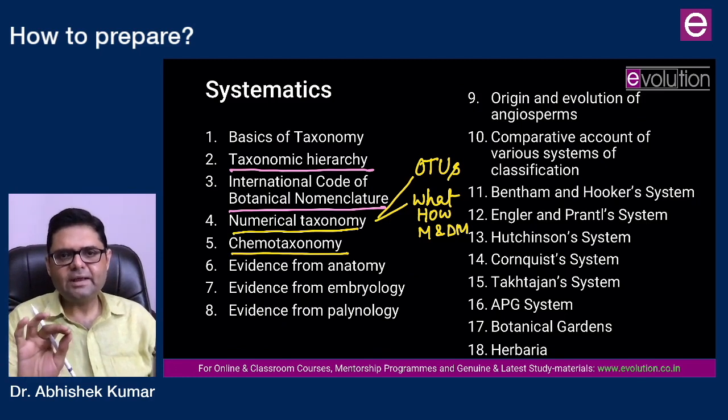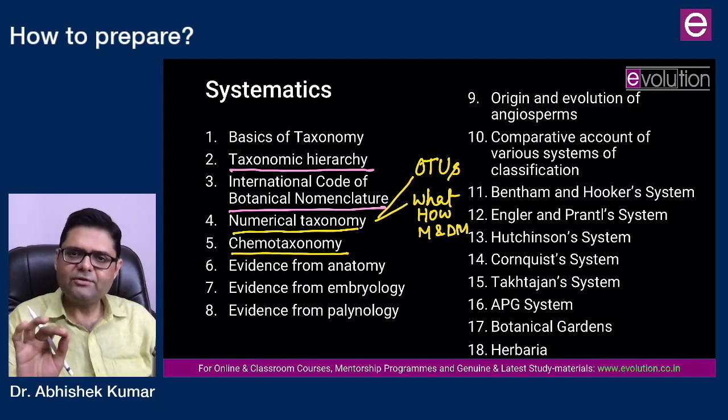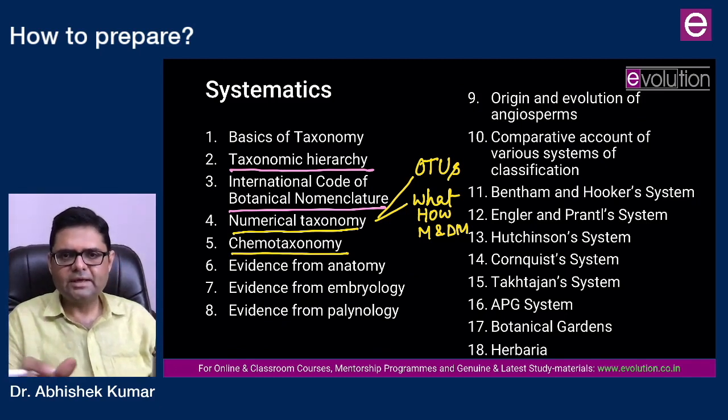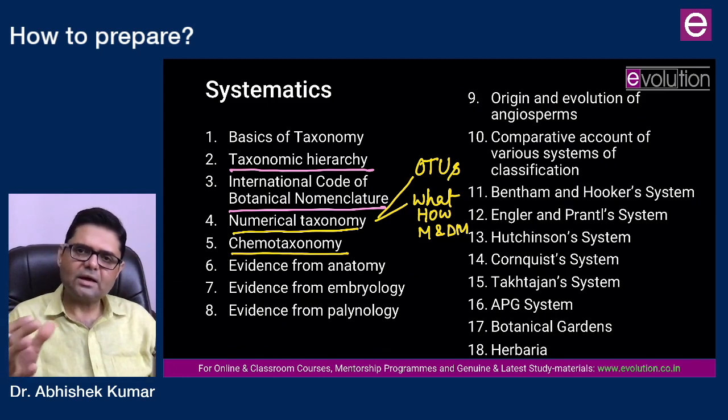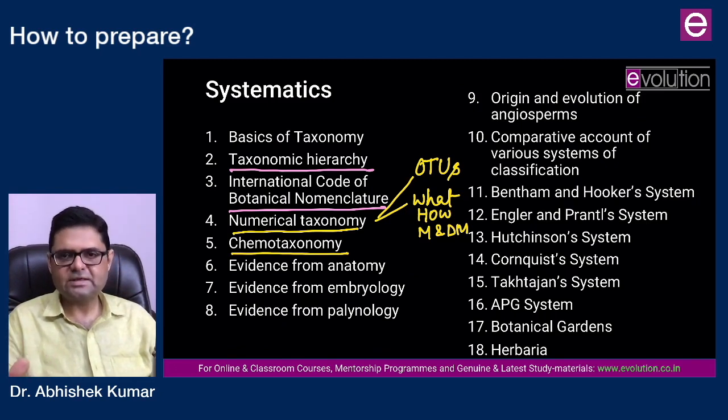Evidences from anatomy, evidences from embryology, and evidences from palynology. These evidences should be done well. It is fairly straight. You have to remember the examples, you have to remember the categories of evidences. That in anatomy, do we have epidermal evidences of any significance, trichomes, etc.? Answer is yes. Then what are the other anatomical features that we know? Stomata, their relation with the subsidiary cell? Answer is yes. So that is another.